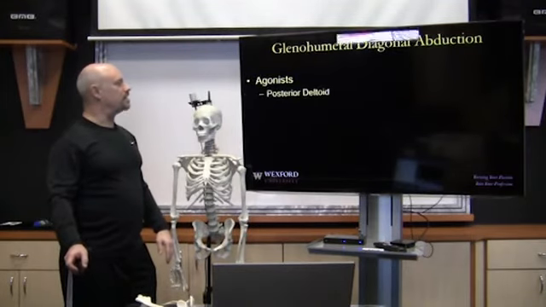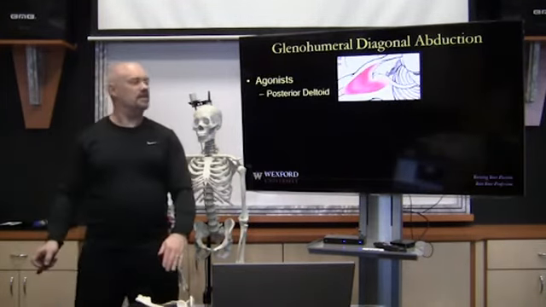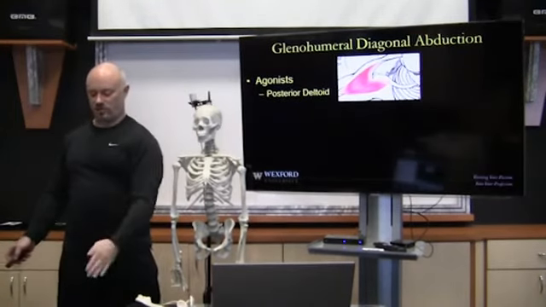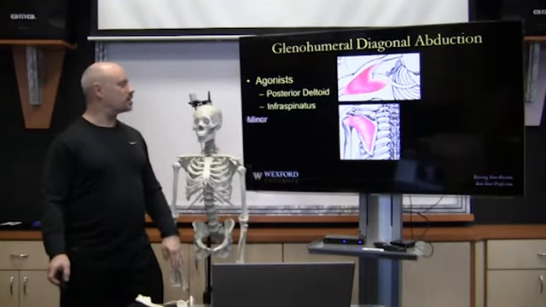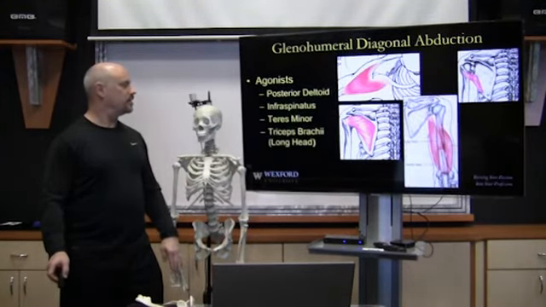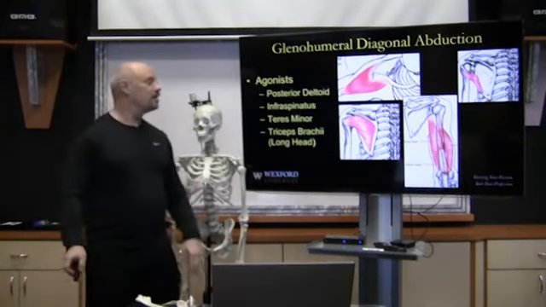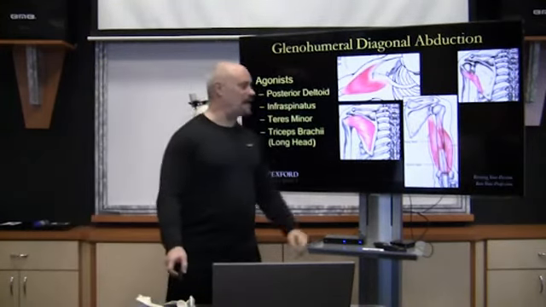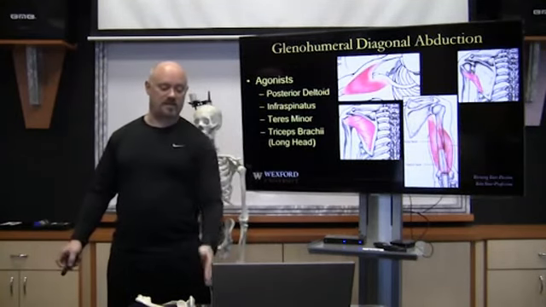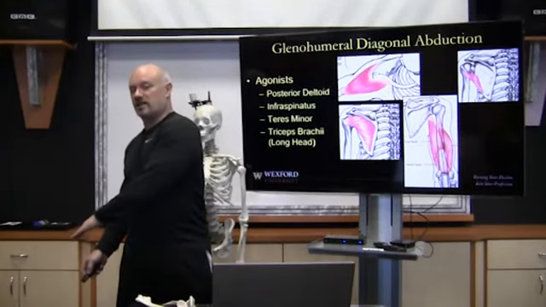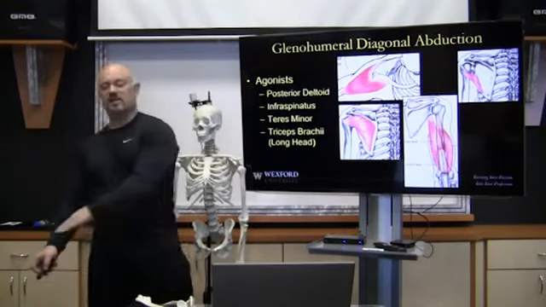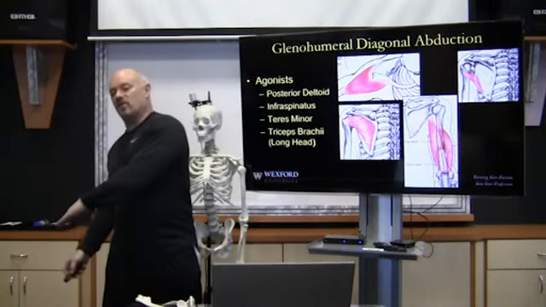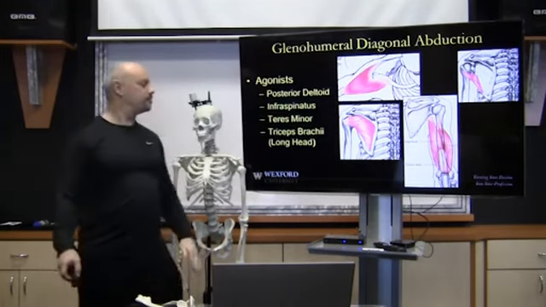Diagonal abduction, agonist: posterior deltoid. Diagonal abduction this way, because you're going to rotate the arm in and come up this way. The infraspinatus is going to work, teres minor, and the long head of the tricep, because most people don't realize that the long head of the tricep will help extend the arm. When it's in this way, it crosses that shoulder joint, so when it shortens, it's going to assist in extending the arm. In this case, it's abducting away, but it's also almost extending the arm.